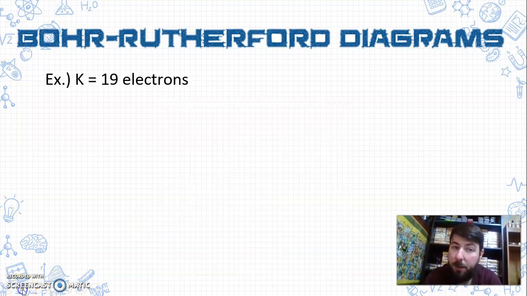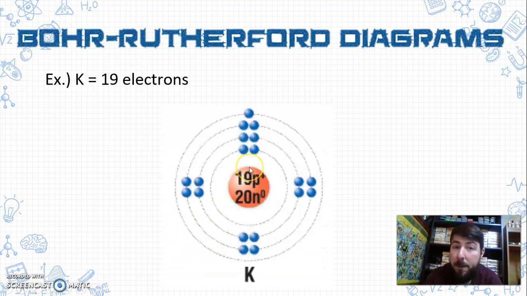I have one more example here. This one is potassium. Potassium is number 19 in the periodic table, so it has 19 protons and 19 electrons. It also has an atomic mass of 39, so we can do some simple math. 39 minus 19 protons gives us 20 neutrons, and we just put that information in the middle. Our first orbit can hold a maximum of 2 electrons, which we see here. Our second orbit can hold a maximum of 8. So 1, 2, 3, 4, 5, 6, 7, 8.